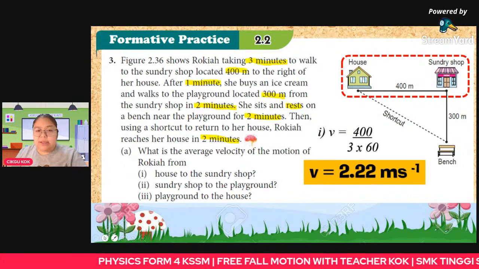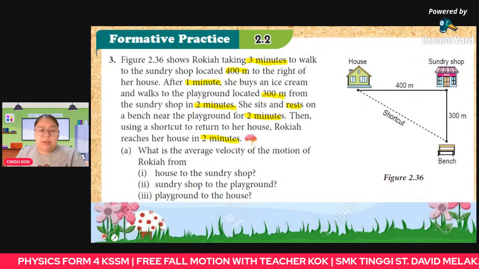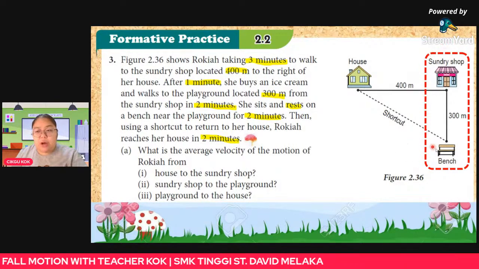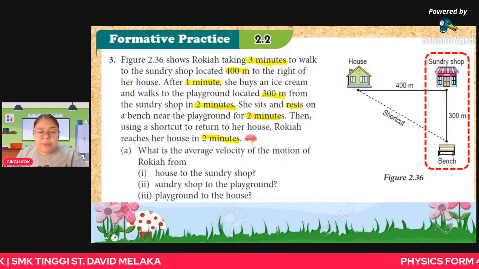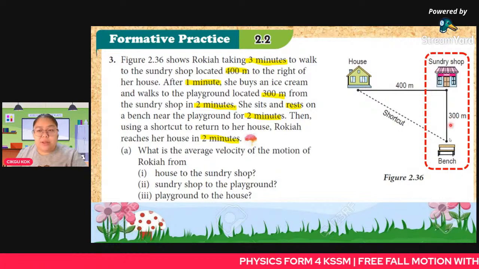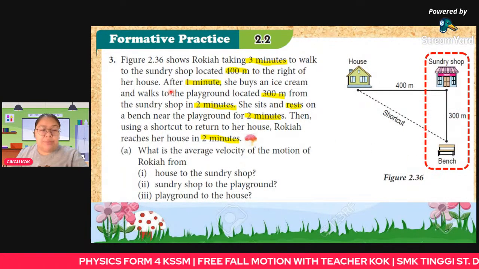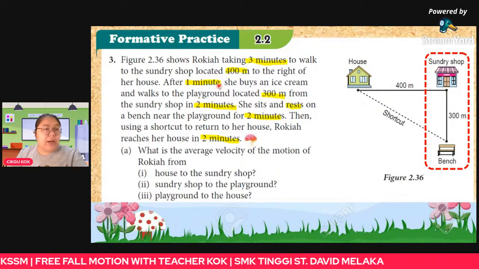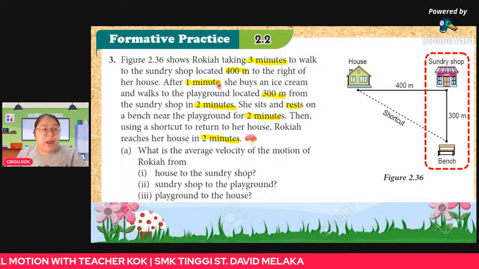Let's see the second slide. Second slide, that means I want this part, from the sundry shop to the playground. Again, the formula should be the same. Just convert 300 meters. Going to the playground, how long do they take? They take about 2 minutes. The 1 minute we never count, because that 1 minute is rest, they're waiting. After that, 2 minutes.